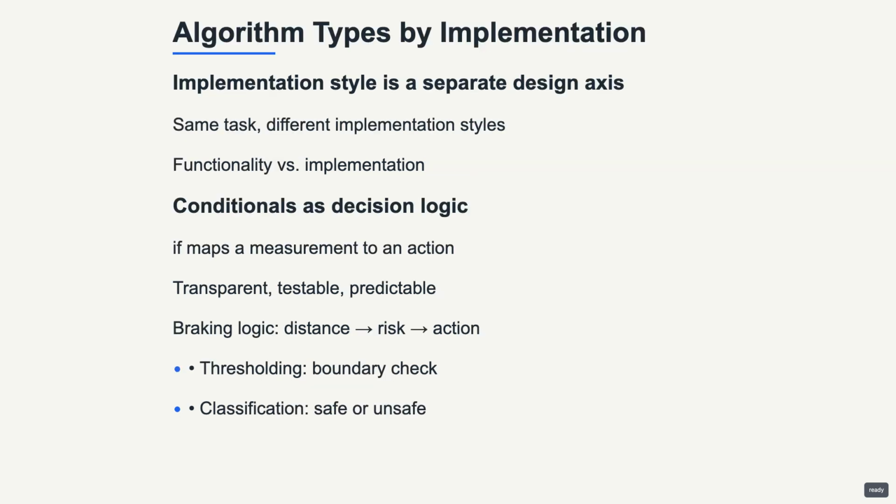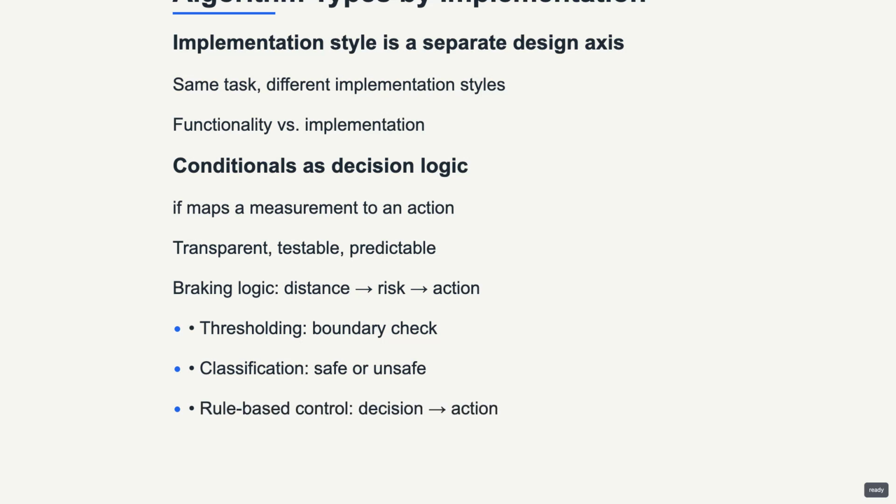Classification follows from that comparison. The situation gets assigned to one of two states, and that label becomes the basis for the rest of the response. Rule-based control connects the label to an action. Once the system decides the situation is unsafe, the code can immediately choose the response that protects the device or the person using it.